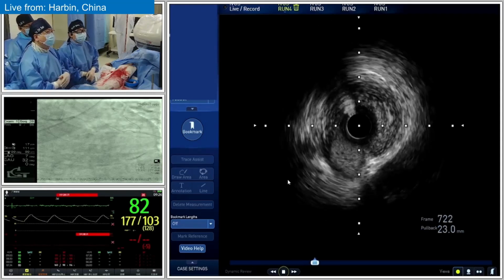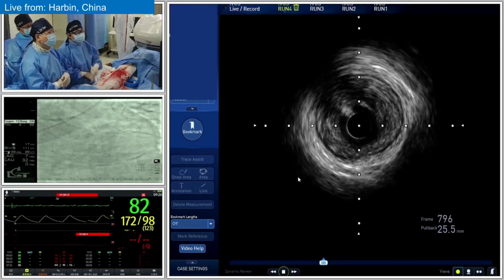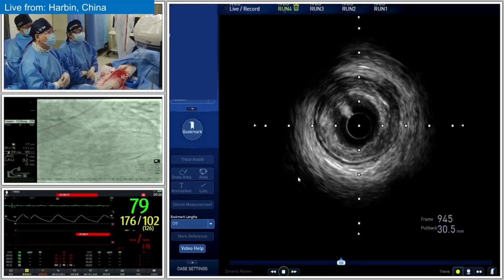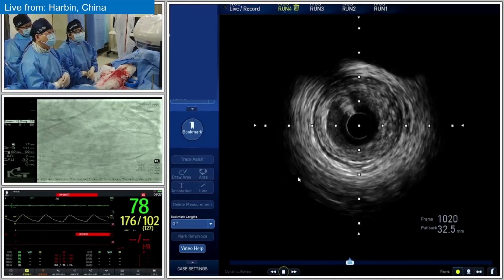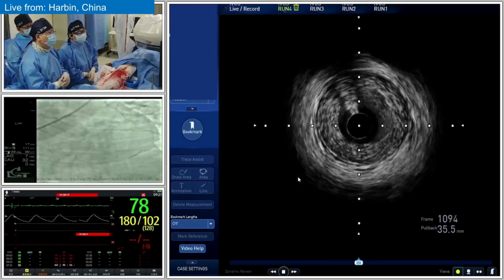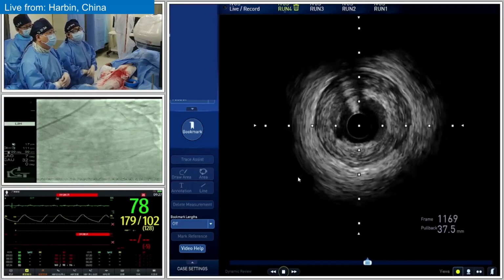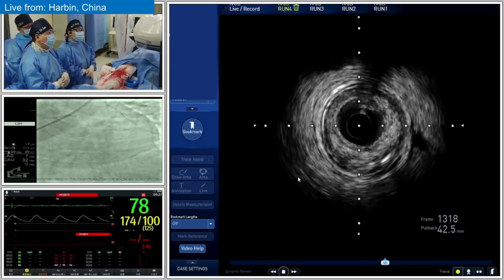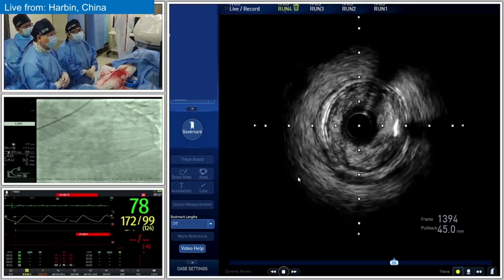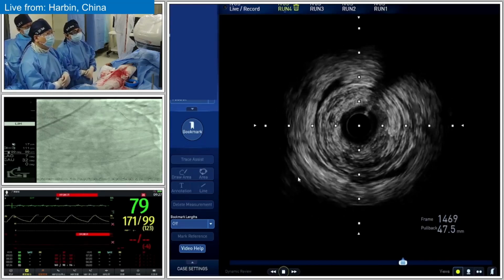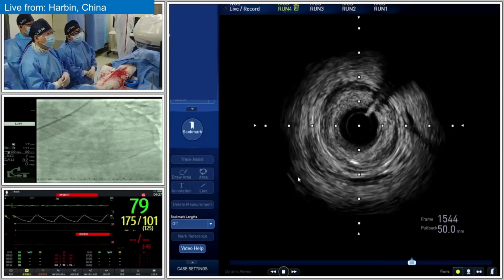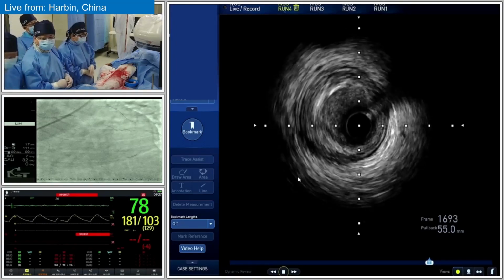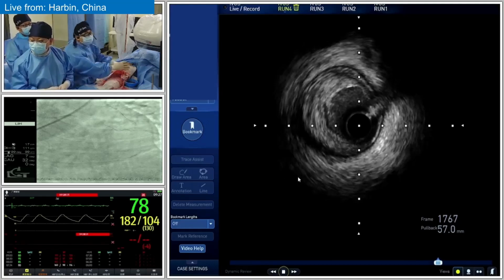But 2.0 is at the distal location, and from that location to the proximal location it is very large, about 3.5 millimeter. That is the diameter of the segment. So how many DEBs will be needed? Maybe 2. Okay, give me a 2.5 cutting balloon.